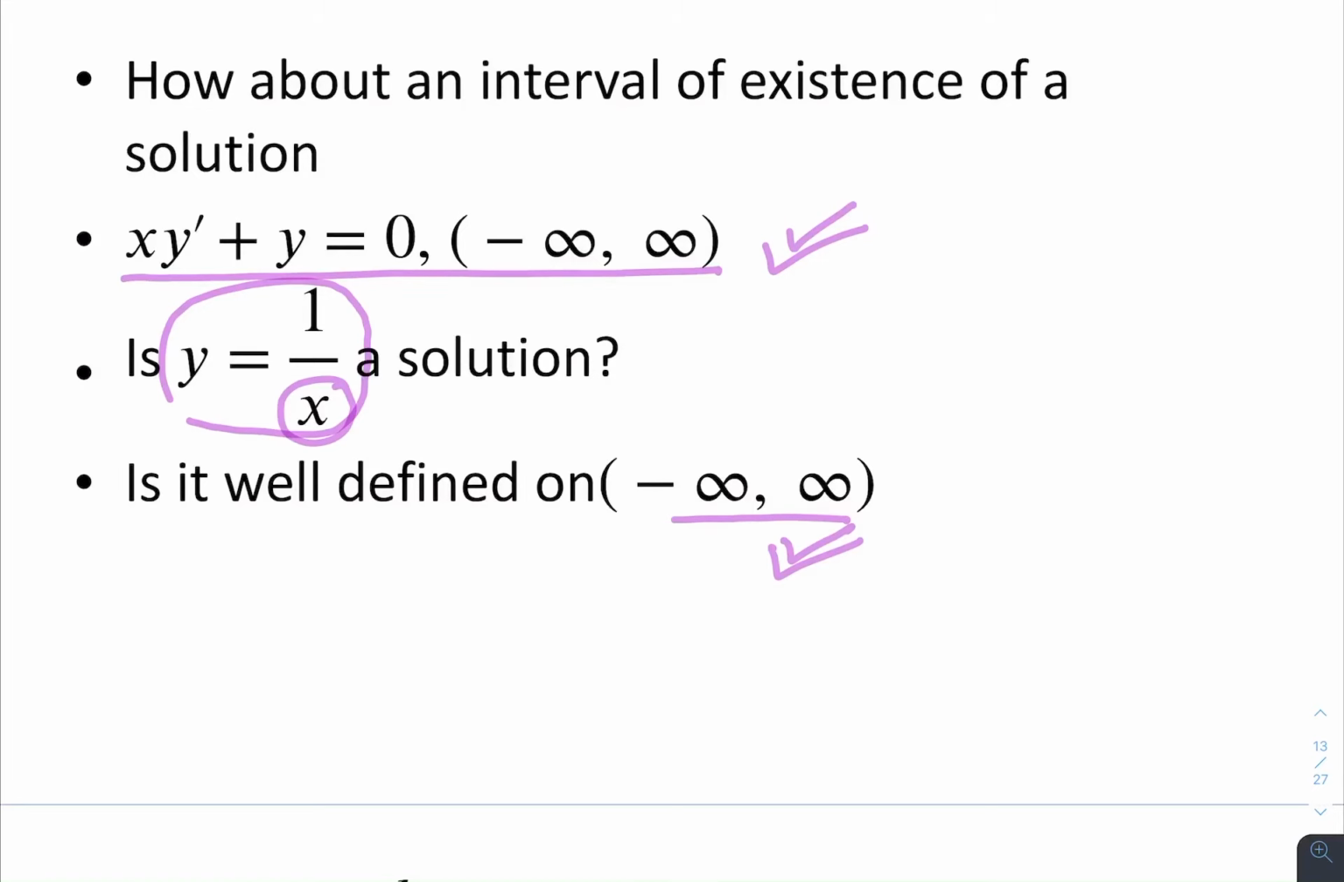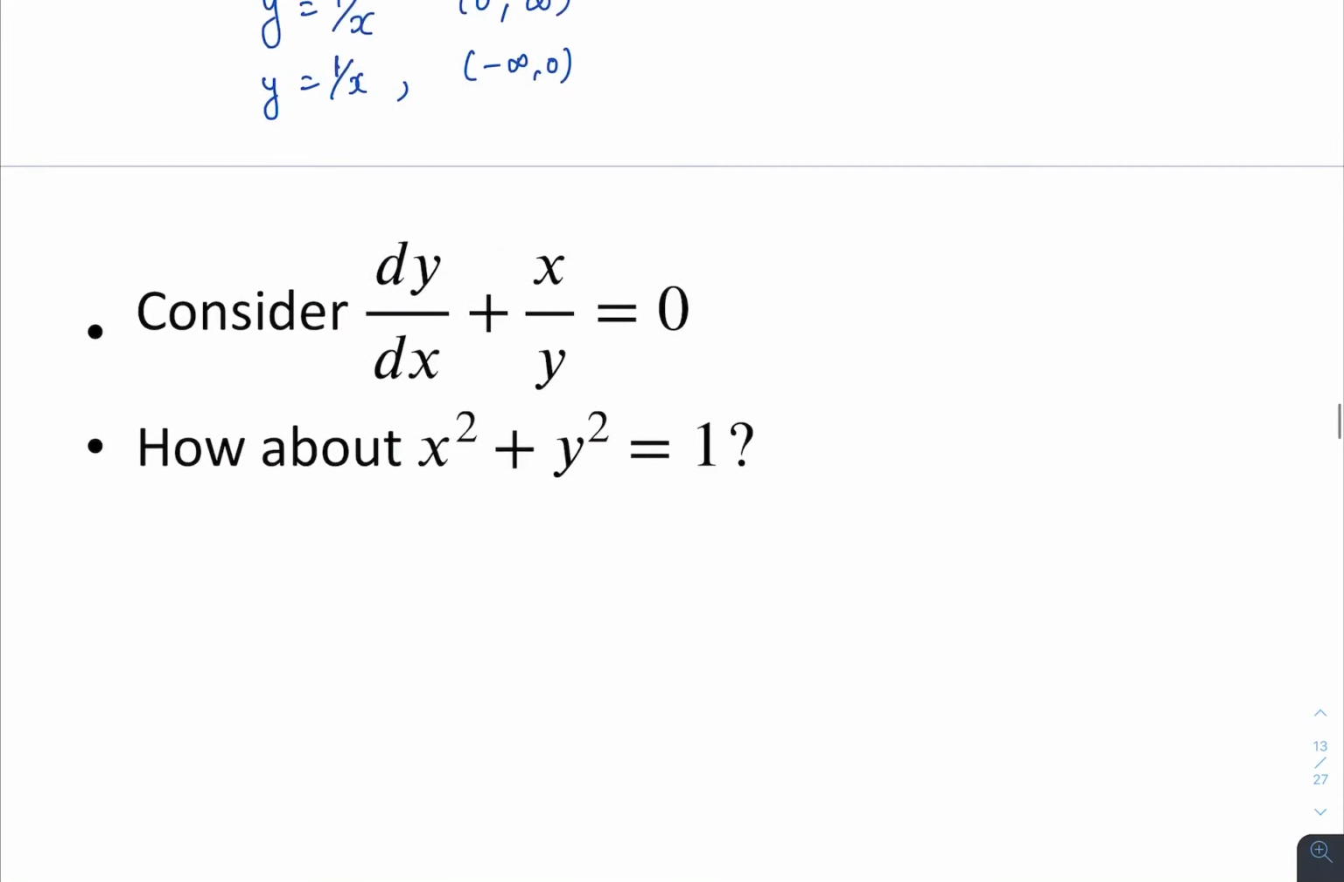So basically, what I'm saying is this function y is equal to 1 over x is a solution, not on the entire real line, but on either 0 to infinity or on negative infinity to 0, right? One of the two. But you can have both of them together at the same time, because then you will include 0. I mean, you can have both of them at the same time, but you cannot have the entire real line because you'll have a 0 where this is not well defined.